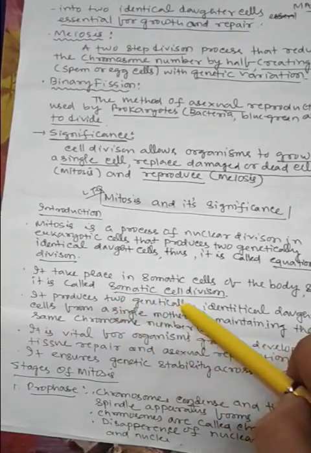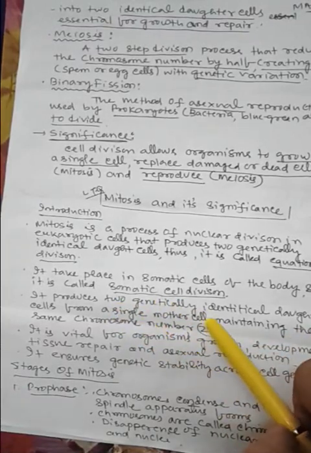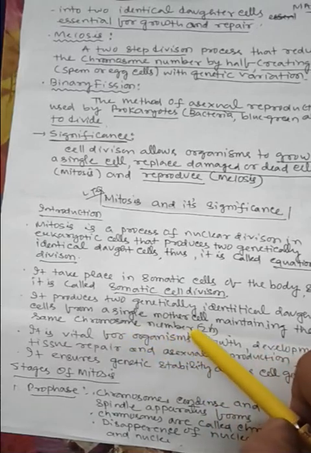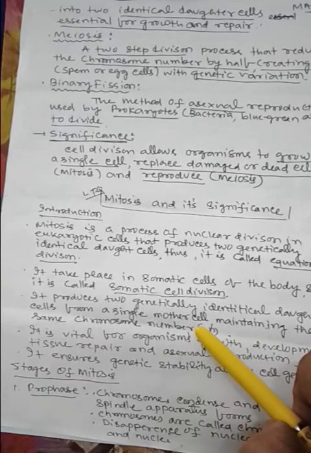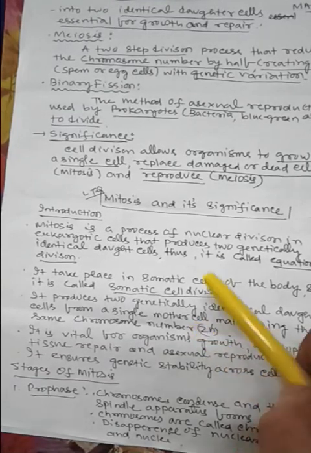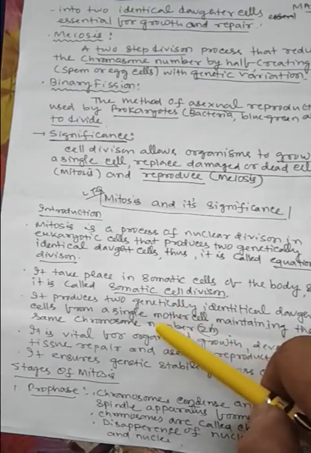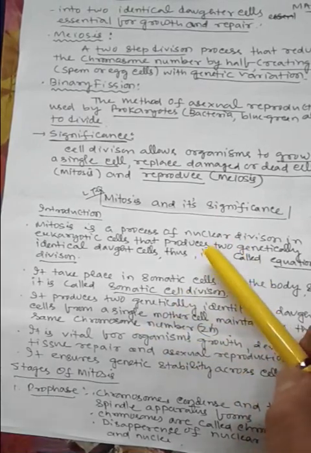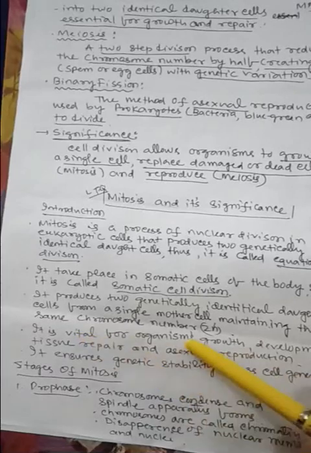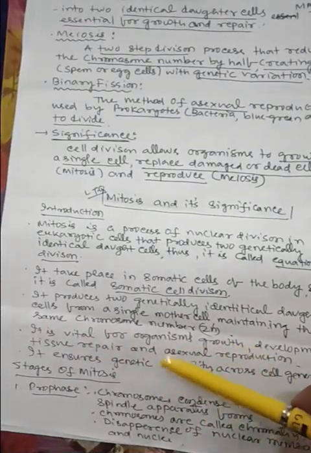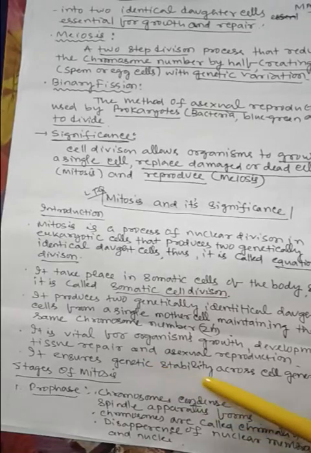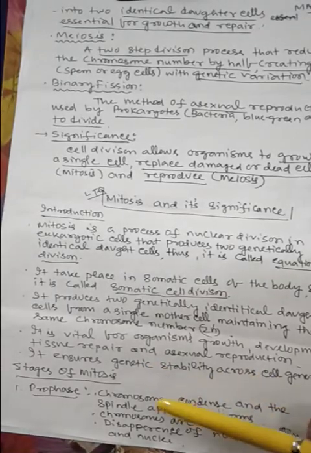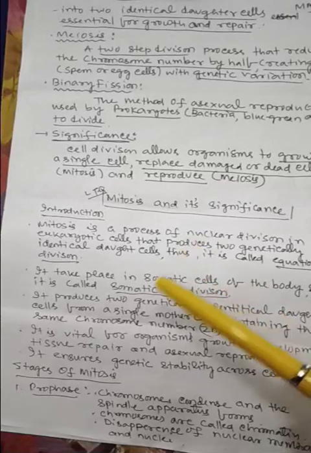It produces two genetically identical daughter cells from a single mother cell, maintaining the chromosome number constant in an organism. The chromosome number in an organism is 2n. It is unlike gamete formation; here the 2n is converted to 2n, that is, identical. It is vital for organism growth, development, tissue repair, and asexual reproduction. It ensures genetic stability across cell generations.